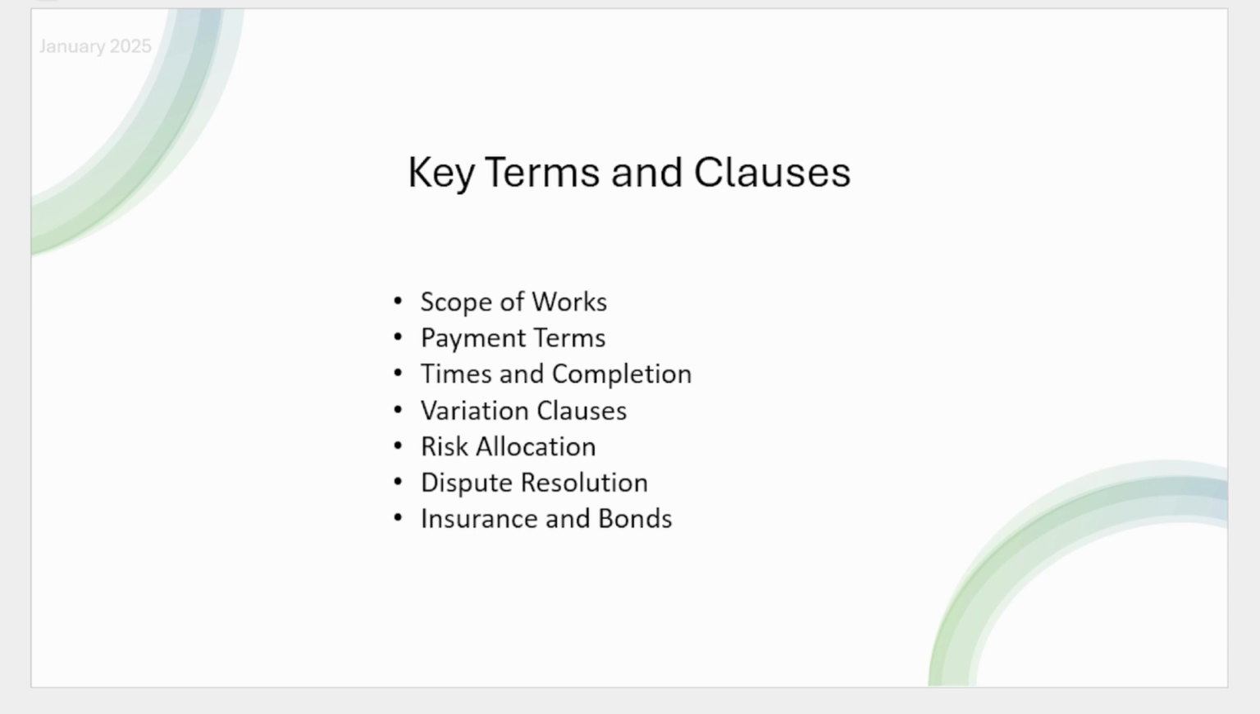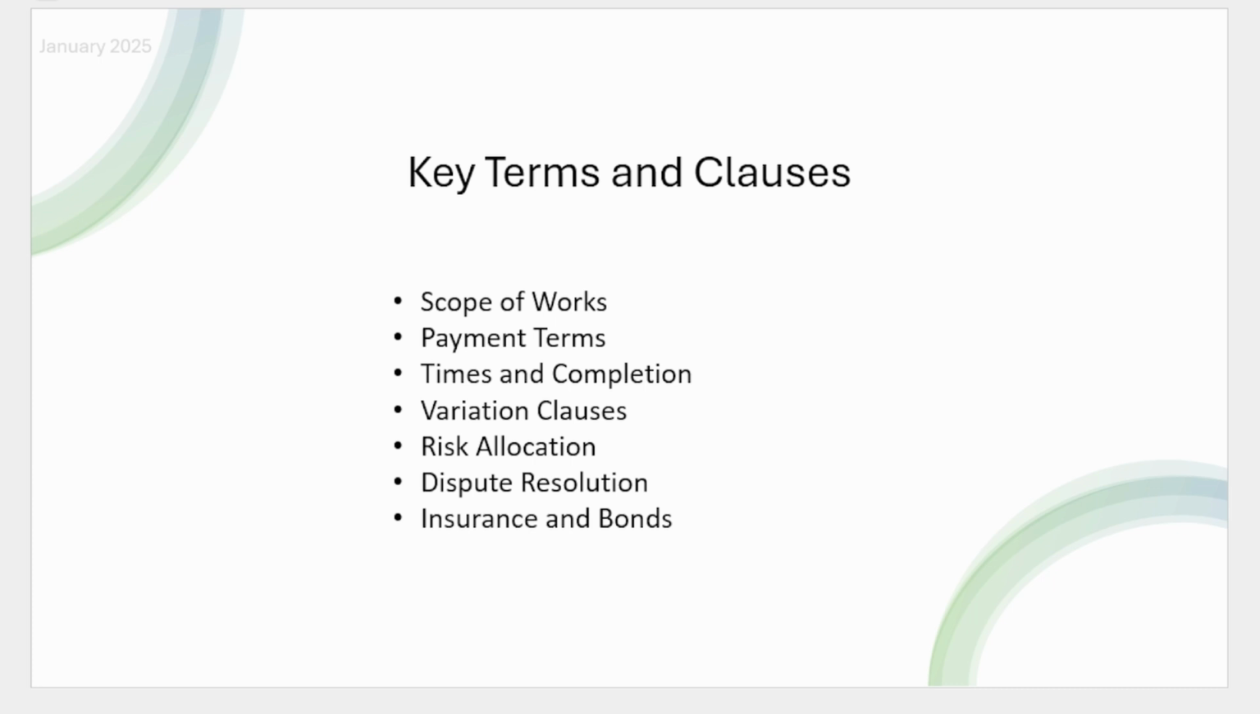Time and completion. This clause specifies when the work is to be completed, the timeframes for different project stages, and the conditions under which extensions of time may be granted. Penalties or liquidated damages may also be specified in the case of delays caused by the contractor.